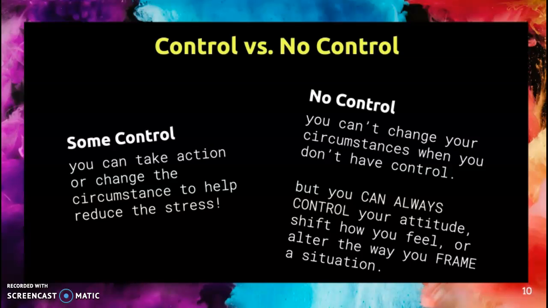Some control. You can take action or change the circumstance to help reduce the stress. So you may not have control over the amount of homework you have, but you do have control over the way that you go about getting it done. And no control. You can't change your circumstances when you don't have control, but you can always control your attitude, shift how you feel, or alter the way that you frame a situation. So again, going back to one of our first lessons and talking about the frame and how we see everything. Okay, attitude can change everything for us.